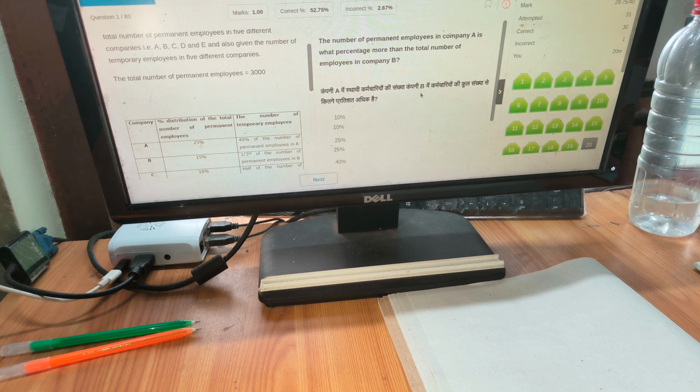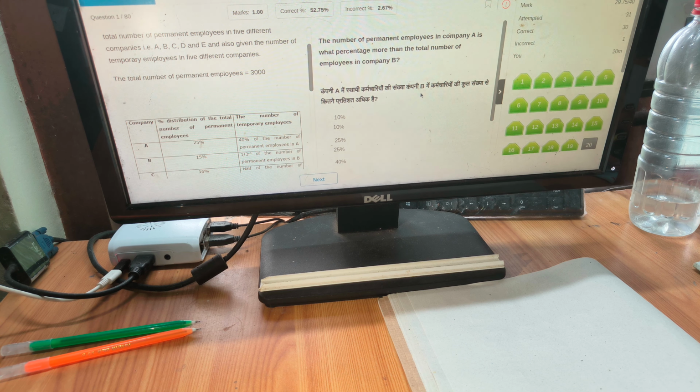So the first question is: the number of permanent employees in company A is what percentage more than the total number of employees in company B. So I will decode the values accordingly. Here we need the value of the number of permanent employees in company A first. So we have a total of 3000 permanent employees. Of that, 25% is from A. So 25% of 3000 is 750. So we got the value.